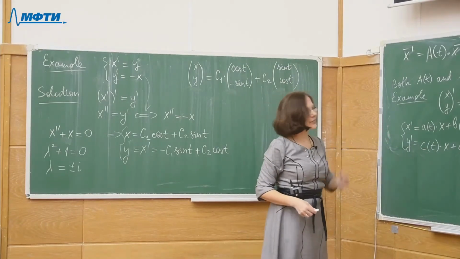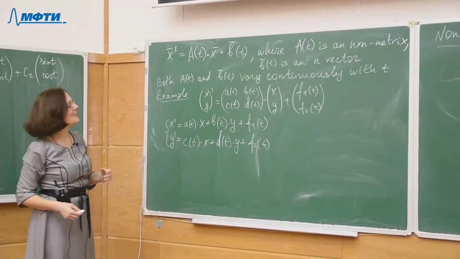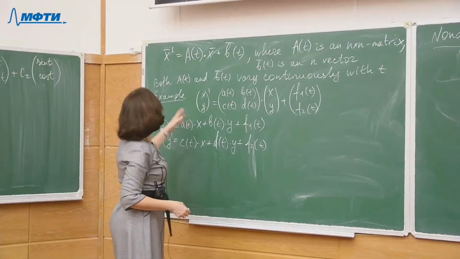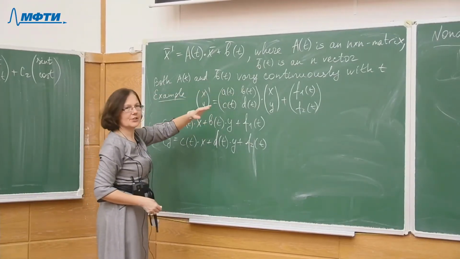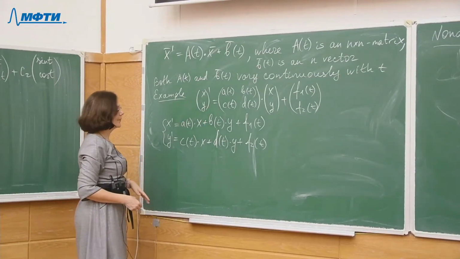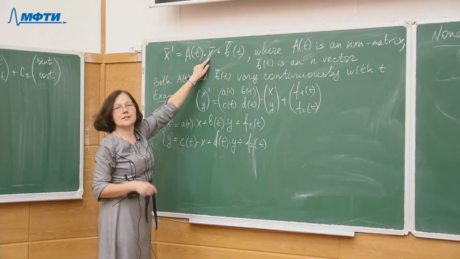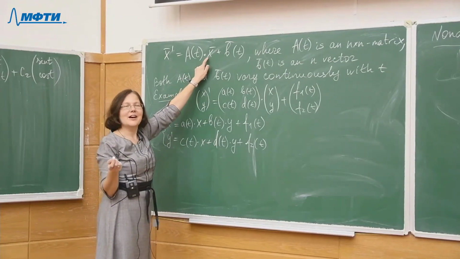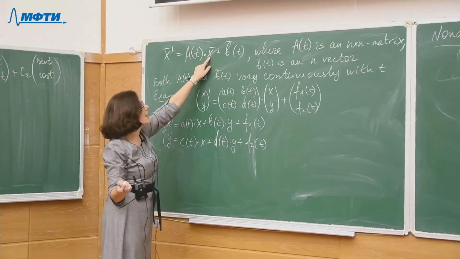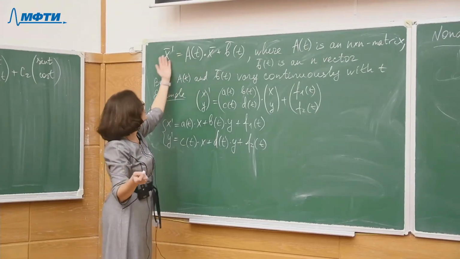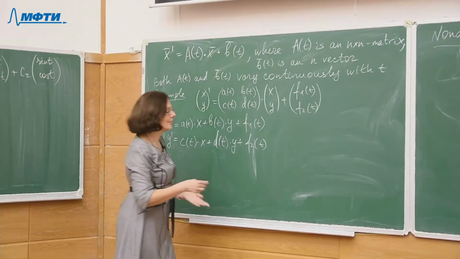So let's return to our lecture. Right, so this is called a linear system. A of t and b of t are continuous functions. And this is called the linear system. It is linear in x because x is not raised to some power. We don't take any function of x, so x is raised to the first power. So this system is called linear in x.